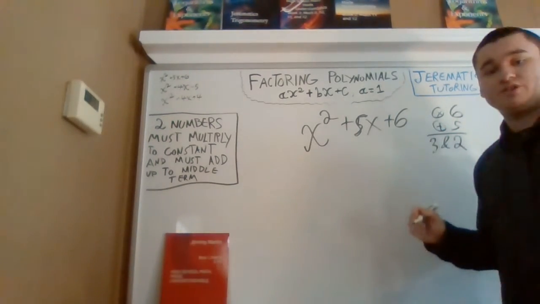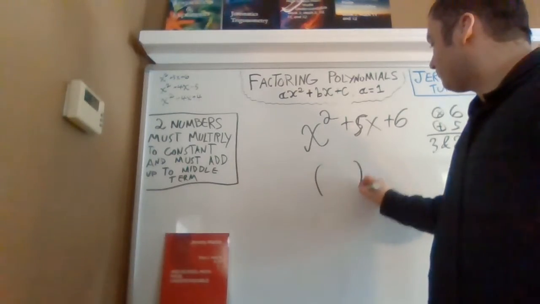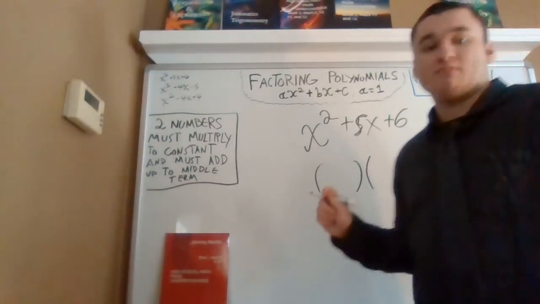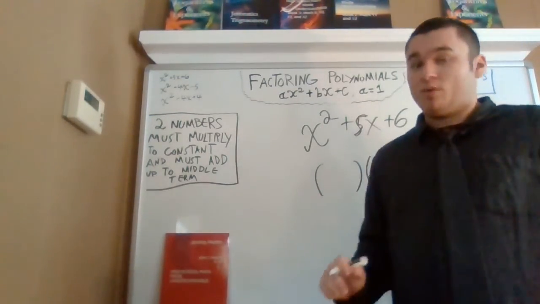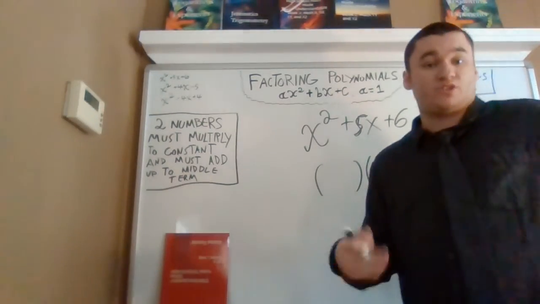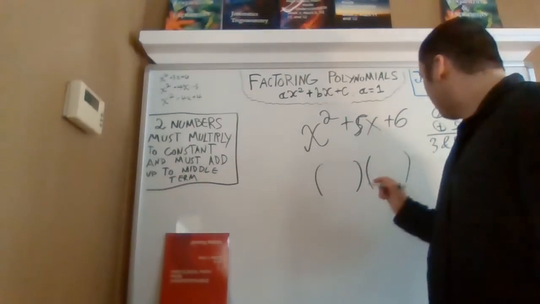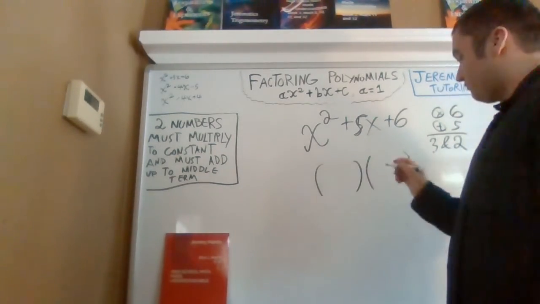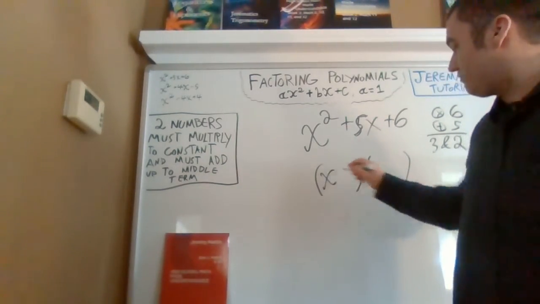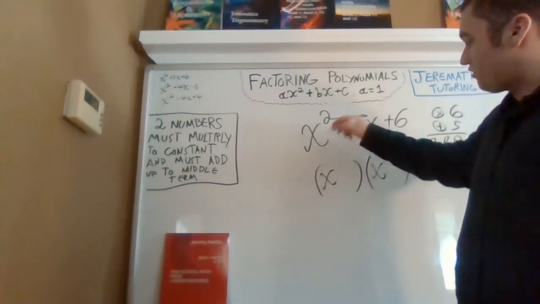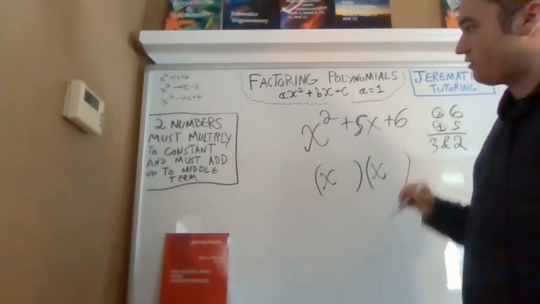And now we set up our two sets of brackets. And in grade 10 math, you will always just have two sets of brackets, which is two factors. You'll always just have two factors to deal with. So 3 and 2. So we put x inside of one set of brackets, and we put an x inside the other. Those are two x's, because x times x is x squared.